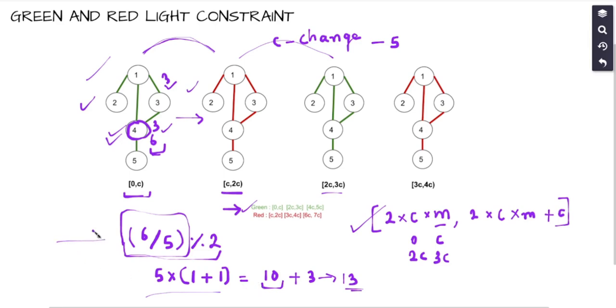So I just have to check if the flips are odd. Then I perform this computation. If the flips are even, in that case I don't have to wait. I just add the time to move to the next vertex to the current time. Fine. So that's how the green and red light constraints are handled.